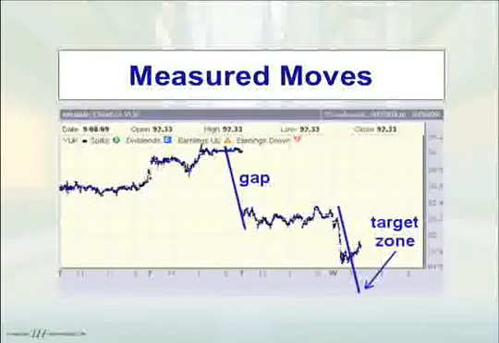Here's another example of this, and this is the YUK. And you can see that there was a strong drop here, but it took place with a gap. When you're looking at gap moves, every single time you have a larger than average gap, that can be considered to be an extreme momentum move.